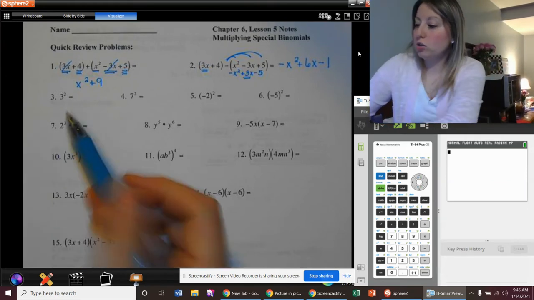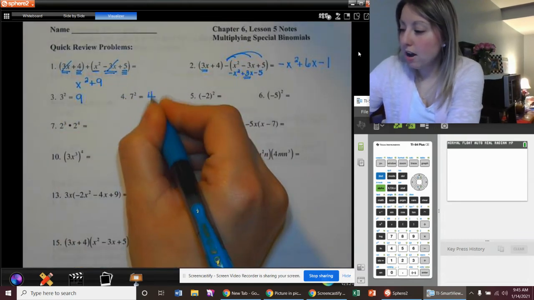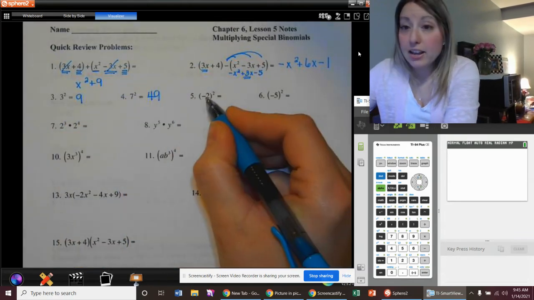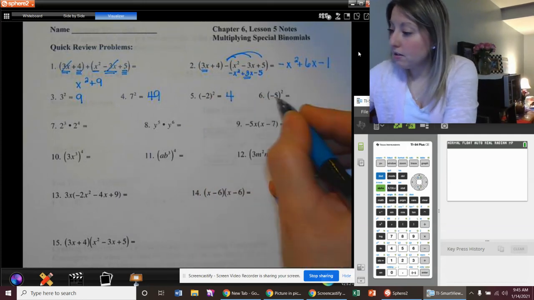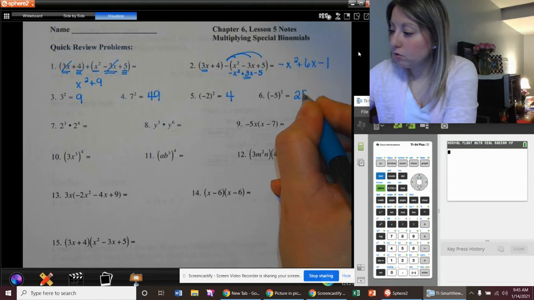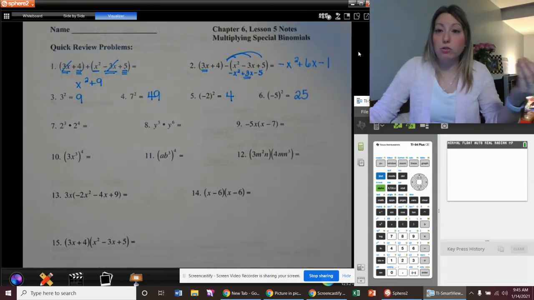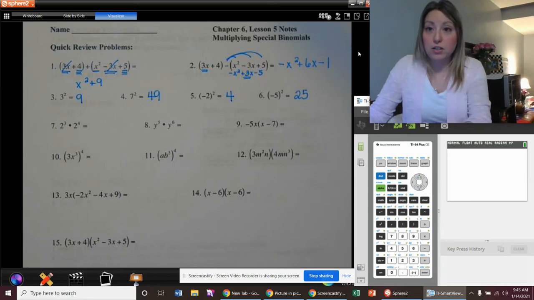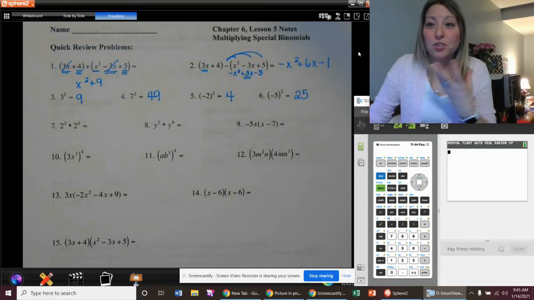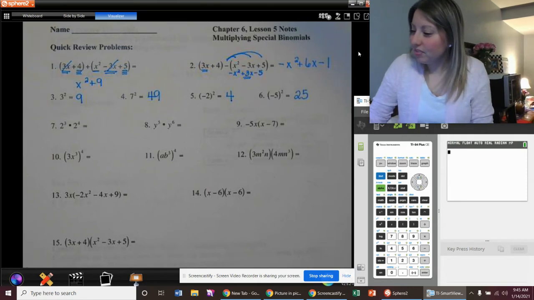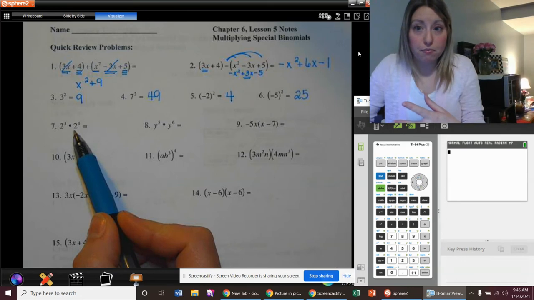All right, 3 squared, 3 times 3 is 9. 7 times 7 is 49. Negative 2 times negative 2 is positive 4. And negative 5 times negative 5 is positive 25. So just a quick review of squaring things. Notice that when you square a positive number, you get a positive answer. And when you square a negative number, you get a positive answer. So notice that. Okay, now we'll do a quick review of exponent rules.